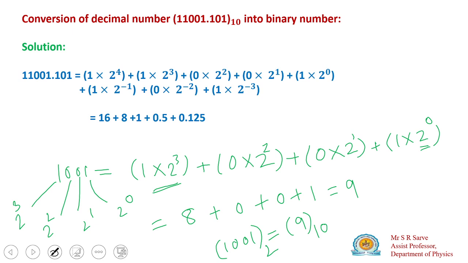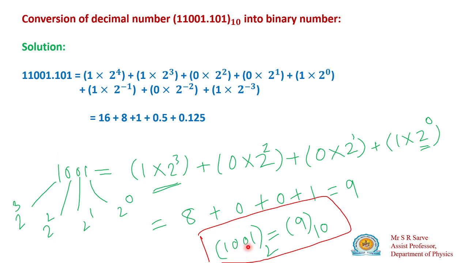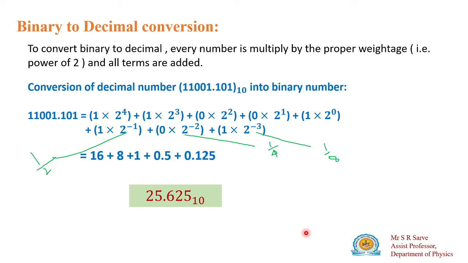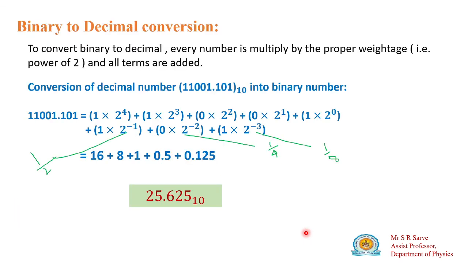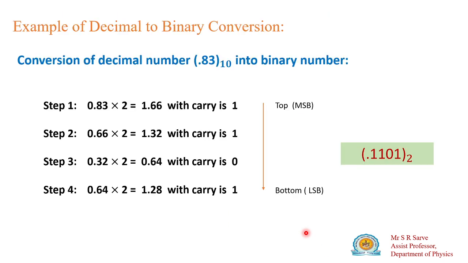So this is your answer. The binary number 1001 is equivalent to the decimal number 9. In this way we convert a binary number into a decimal number. Binary to decimal is very simple: you only have to multiply each digit by its corresponding power, and then add. And here it is important to know how to convert a decimal number into a binary number.